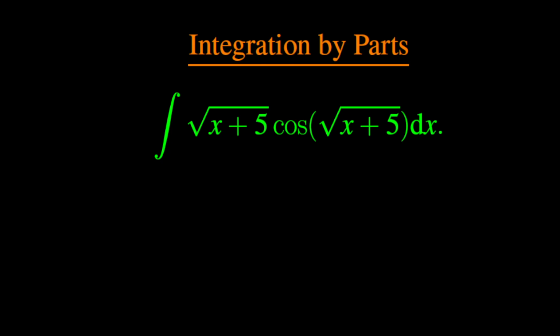Hello. Our aim in this video is to find the antiderivative of the function square root of x plus 5 times cosine of square root of x plus 5. This is a typical Calculus 2 problem. We will carefully walk you through the solution.